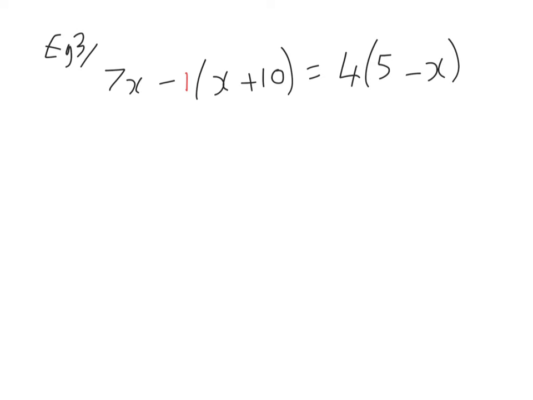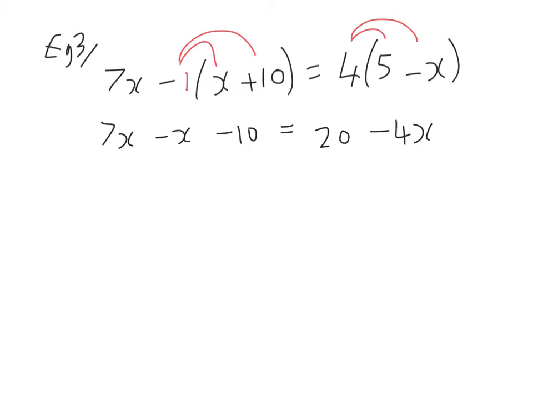And then to do this question, we can expand the bracket. Now the 7x, there's no bracket there. And we can start by doing minus 1 times x, which is minus x. And minus 1 times 10 is minus 10. On the right hand side, we've got a bracket as well. So we've got to do 4 times 5, which is 20, and 4 times minus x, which is minus 4x.